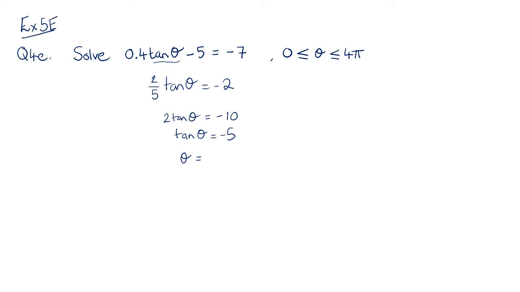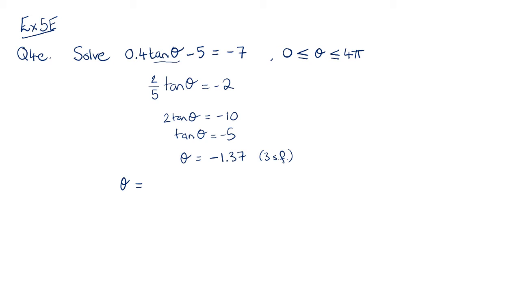At this point I can pick up my calculator, make sure it is in radians. Theta is the inverse tan of -5, and that gives me -1.37 to 3 significant figures. Now this principal solution that my calculator has given me is actually out of range. That's okay. I'll reject that solution. That won't count in my answers. Because tan repeats every 180 degrees, every pi, I'm just going to add pi to this answer.